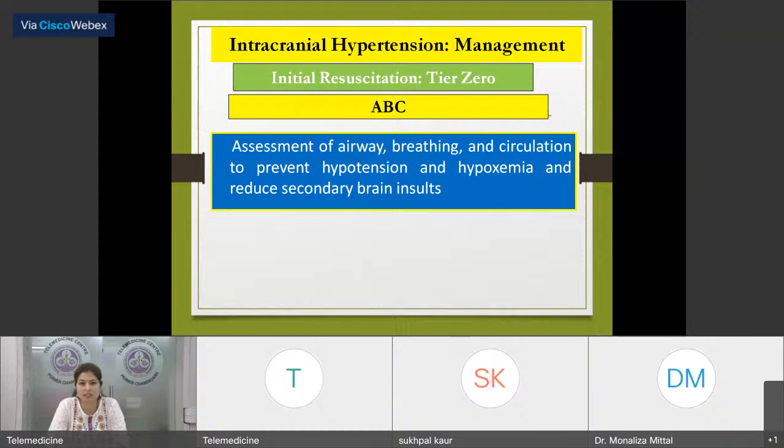The first is the ABC. Yesterday we already discussed ABC in detail, and ABC is the most important thing to be managed in TBI patients, because if airway, breathing and circulation are not intact in these patients, there will always be chances that the patient might suffer from hypotension and hypoxia, and these things will complicate the situation. So make sure that the airway, breathing and circulation of all the patients you are attending with traumatic brain injury are patent.